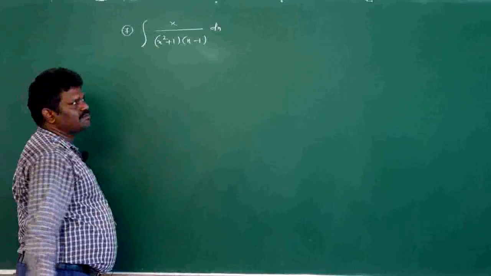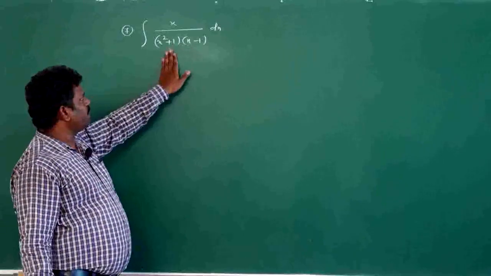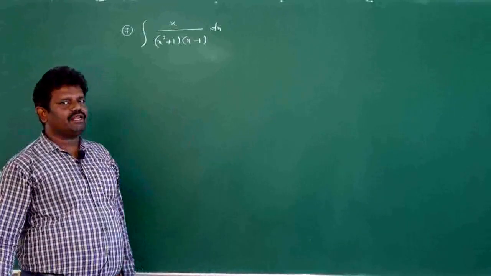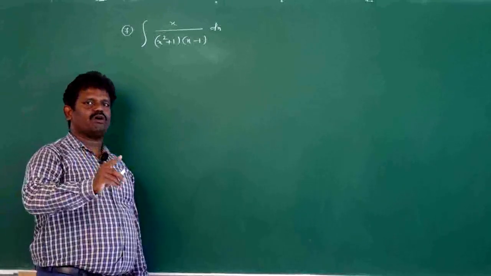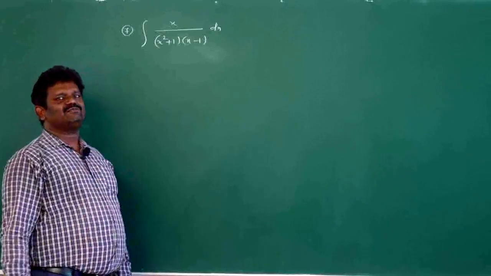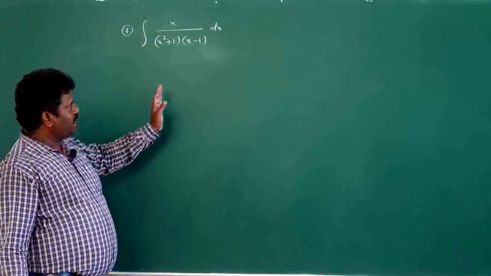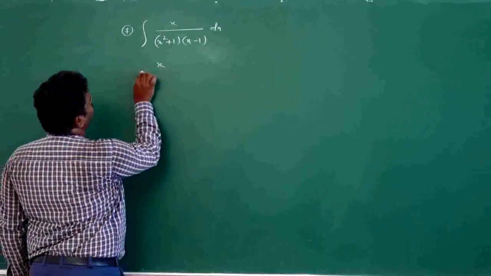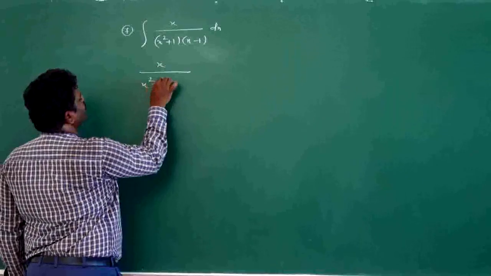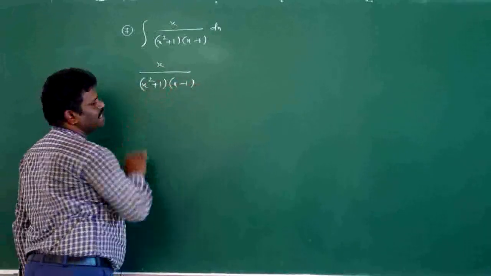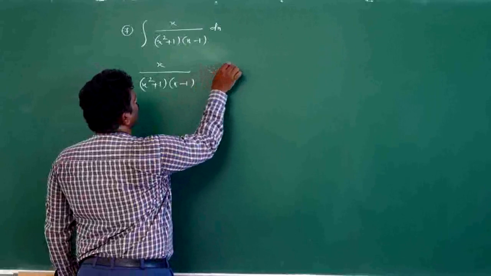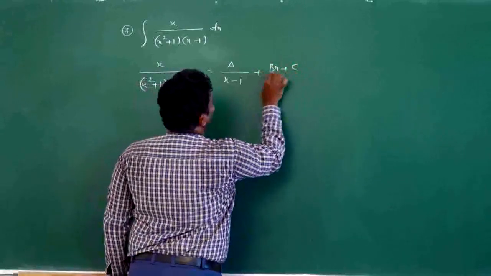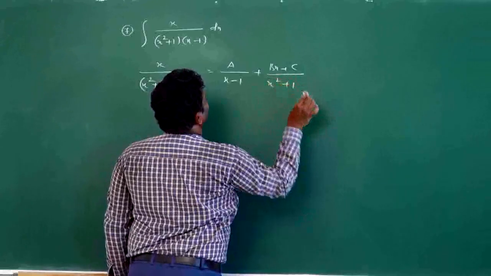But in the denominator we observe a non-repeated linear factor, and this other one is an irreducible polynomial. Already I told in that table, for an irreducible polynomial the factors are not possible, so we write it as Ax plus B, or bx plus c, like that. So x by (x square plus 1)(x minus 1) equals a by x minus 1, non-repeated, plus bx plus c by x square plus 1.